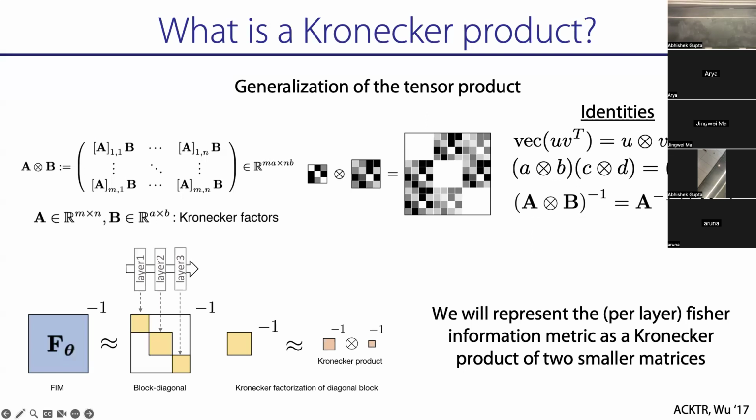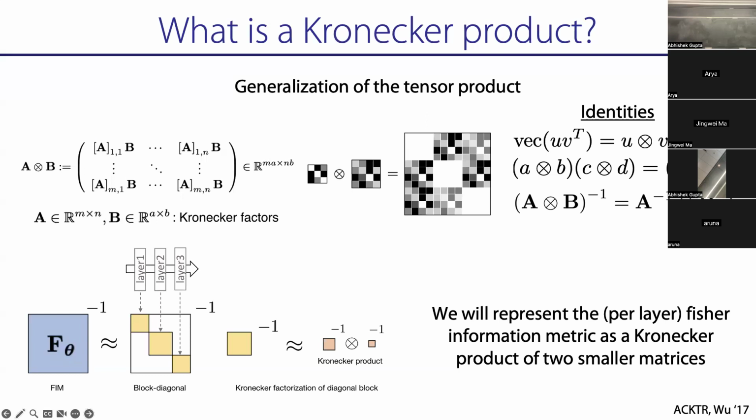The important thing is you have your Fisher information matrix, right? You're going to construct this as block diagonal, and then for each of these blocks, you're going to write this as a Kronecker product of much smaller things. Then, because the inverse of a Kronecker product is the Kronecker product of inverses, you only need to invert those much smaller matrices. We already talked about this. Let's try to understand what exactly this Kronecker product is going to be and how we use it for our Fisher information metric.